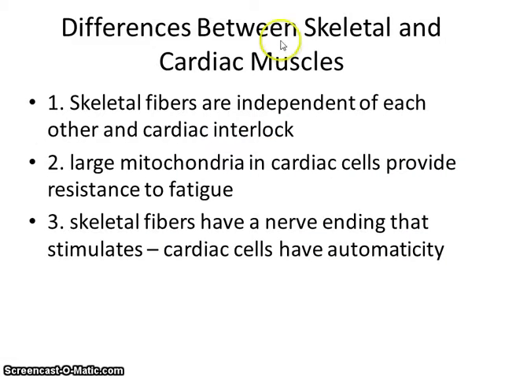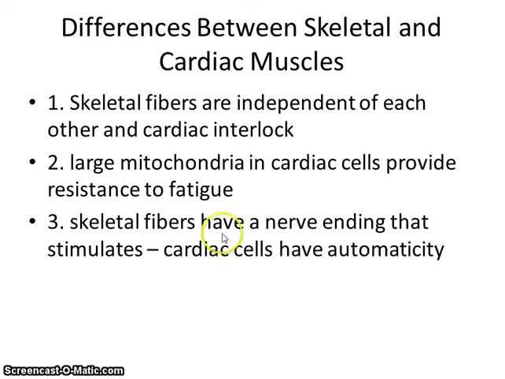So to remember the differences between skeletal and cardiac muscle, skeletal muscle fibers are independent. They get their information straight from the nervous system, whereas cardiac cells interlock and they're sending signals to each other. There are larger mitochondria in cardiac cells. Skeletal muscle cells have lots of nuclei, whereas cardiac muscle cells only have 1 to 2.